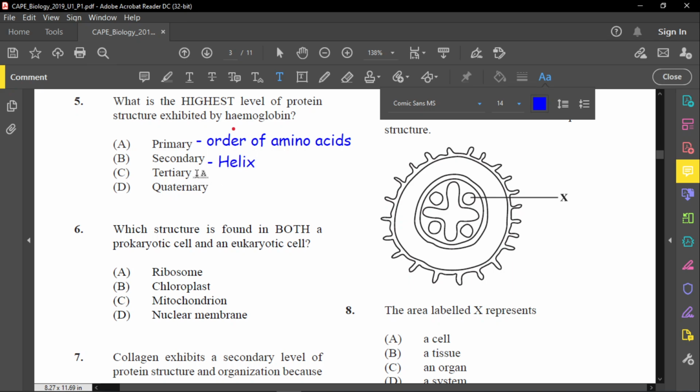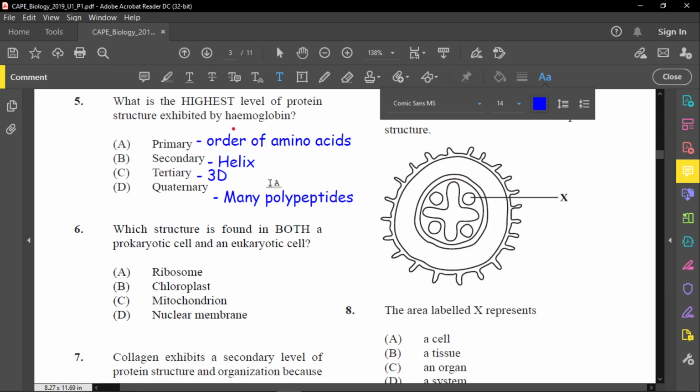When we talk about the tertiary level, you're talking about the 3D model, or the 3D shape or orientation of the protein itself. The quaternary structure is where you see many polypeptides. And so this is where you have the more complex, or the most complex, structure. So here there will be many polypeptides.